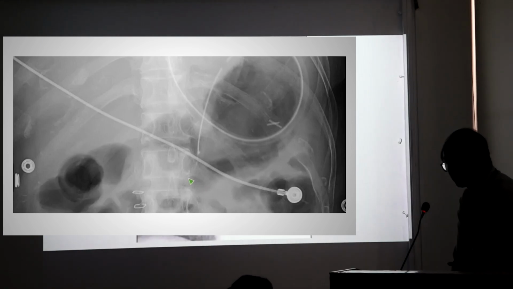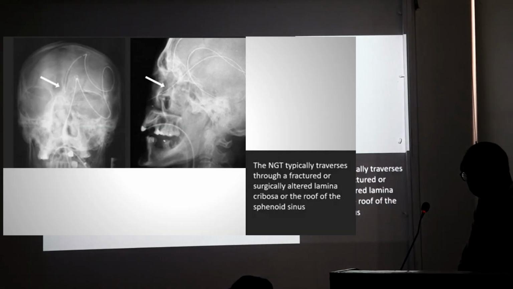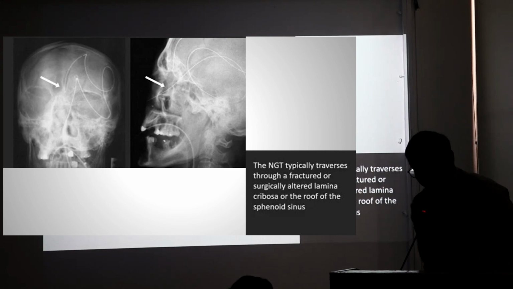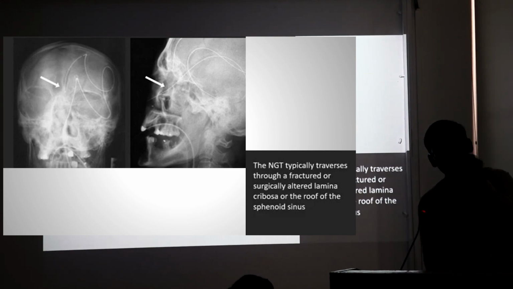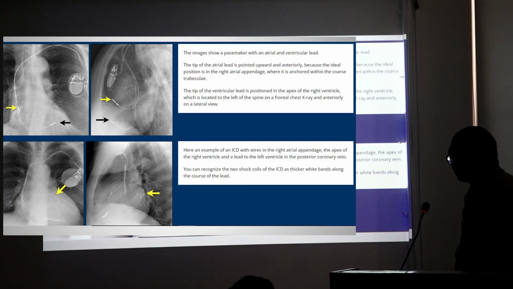What is this? Ryle's tube. I'm just skipping this. What has happened? Forceful Ryle's tube insertion. There was a fracture of the nasal plate and it has gone up. Okay.